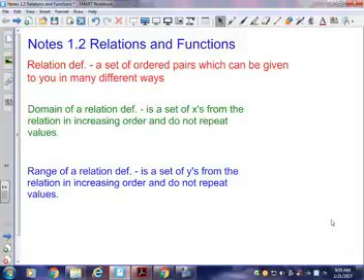All right, so everybody finished copying these definitions? Okay. Give y'all a few more seconds to do that.